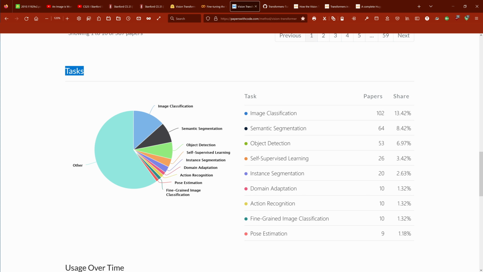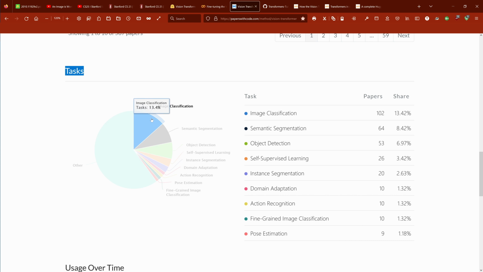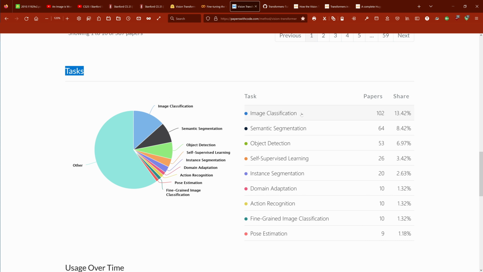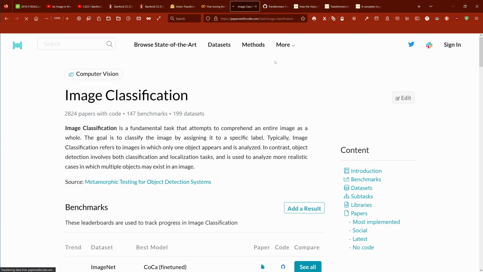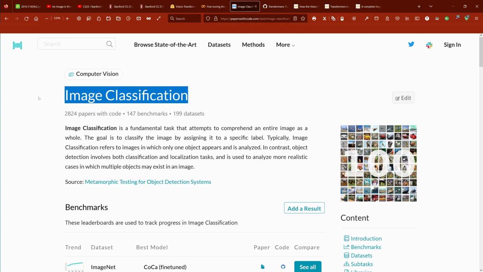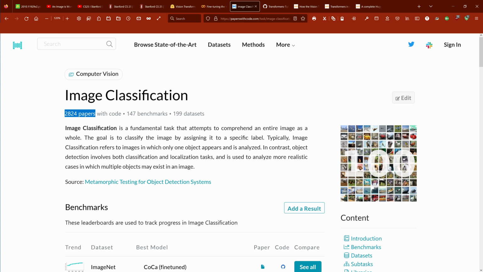But the nice thing, you have here the number of papers per subtopic or per task, and the share from the general. So you see here, beautiful, image classification, 100 papers with vision transformer architecture. And then if I click here, for example, I want to make a video on vision transformers on the task of image classification, I can choose now of 2,824 papers with code, 147 benchmark datasets and benchmarks and 199 datasets. So, and it gives me a short introduction.